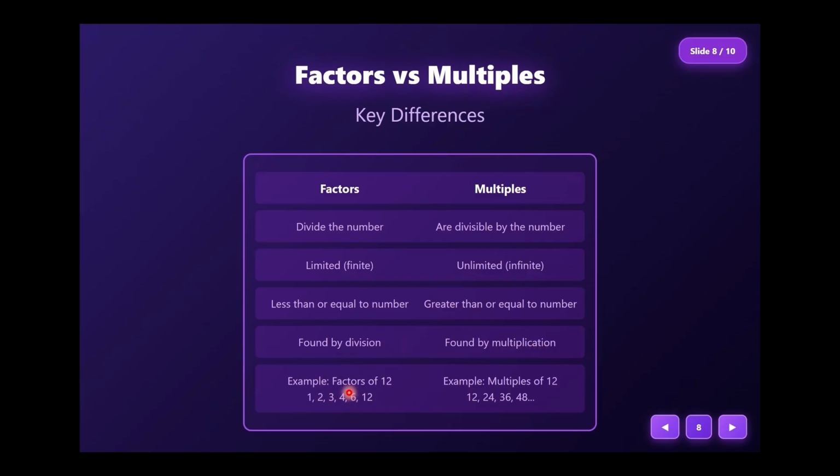For example, with the number 12, factors of 12 are 1, 2, 3, 4, 6, 12. Only 6 factors. Whereas when it comes to multiples of 12, there are 12, 24, 36, 48, 60, and it goes on forever. There is no end because multiples are infinite and factors are limited. See the difference? Factors divide in and the multiples multiply out.